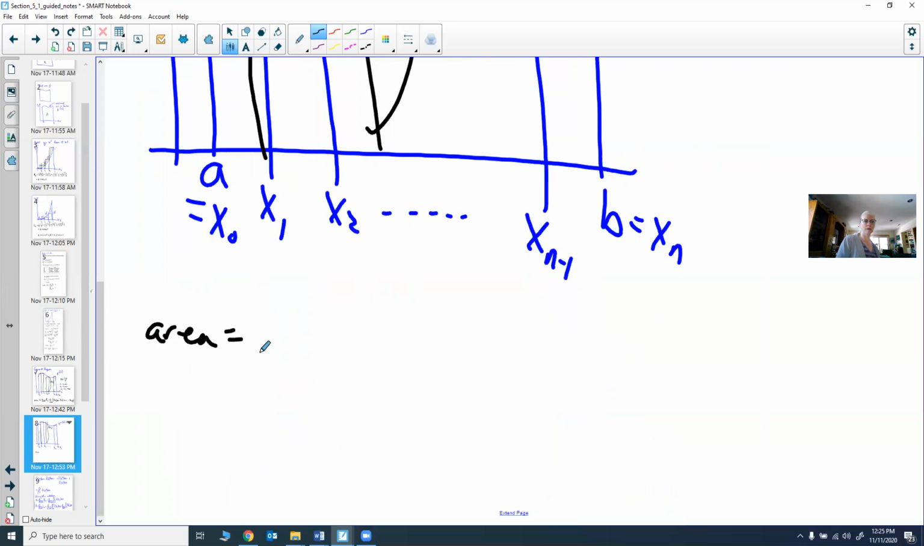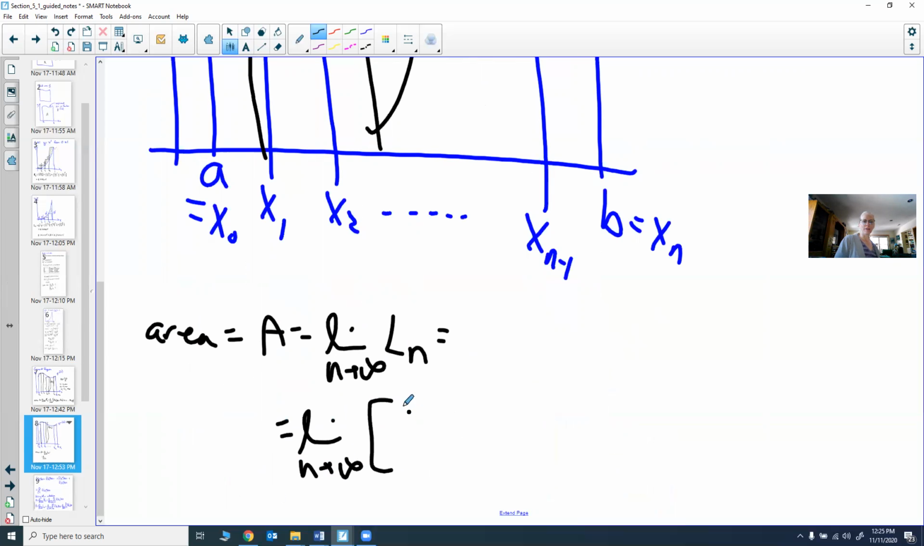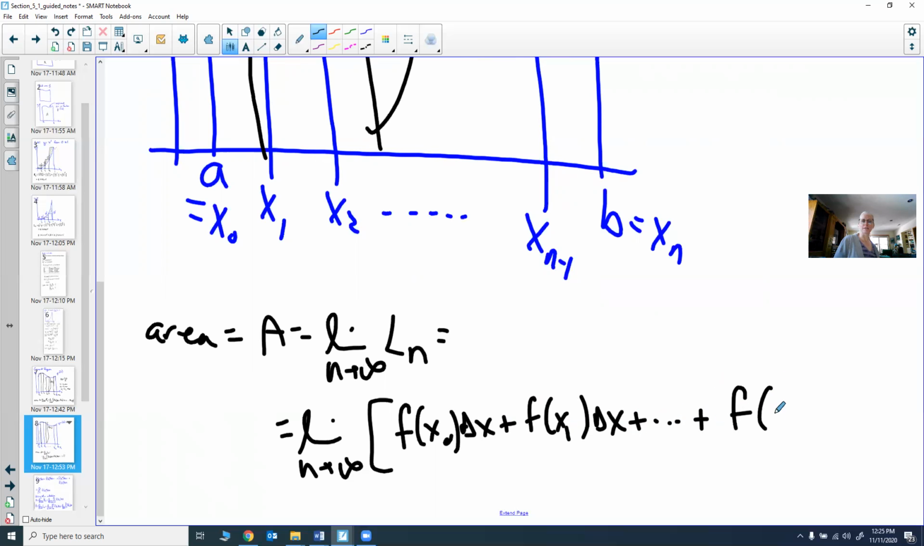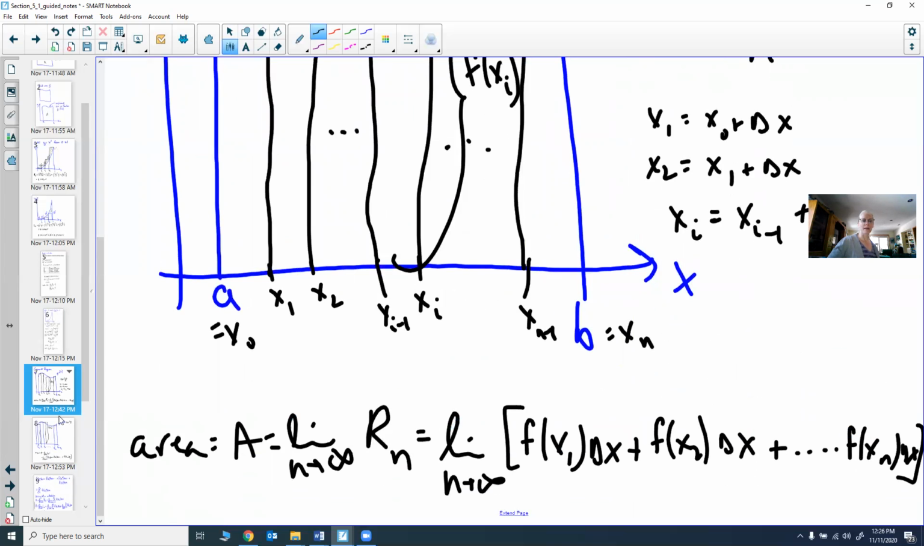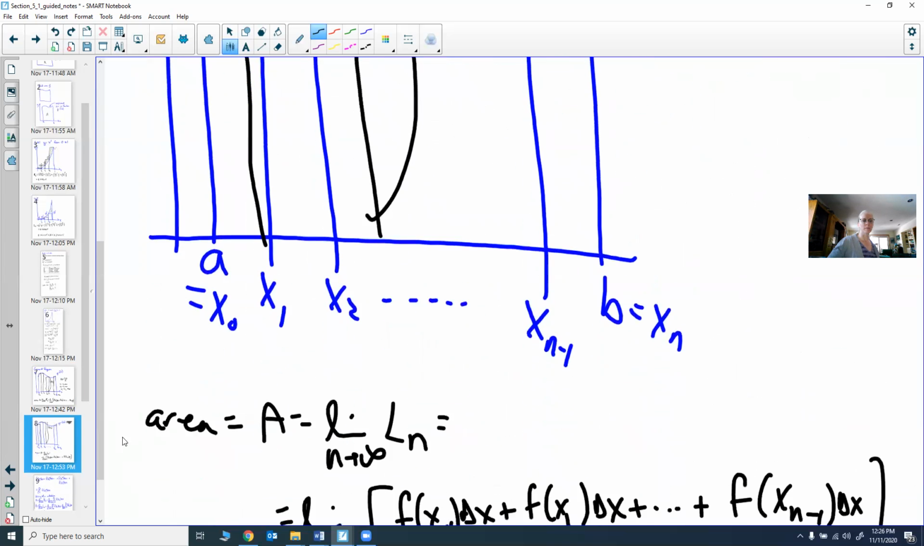Your area would be equal to the limit as n goes to infinity of those left-hand sums. In this case, you'd start at f of x sub 0. Notice the last one started at x sub 1 because you were using right endpoints. This time we're using left endpoints. So you start at x0 times delta x, then f of x1 times delta x. Keep doing that till you get to f of x n minus 1 times delta x. So your left-hand sums start at x0 and end at x of n minus 1. Your right-hand sums start at x1 and go to x of n.